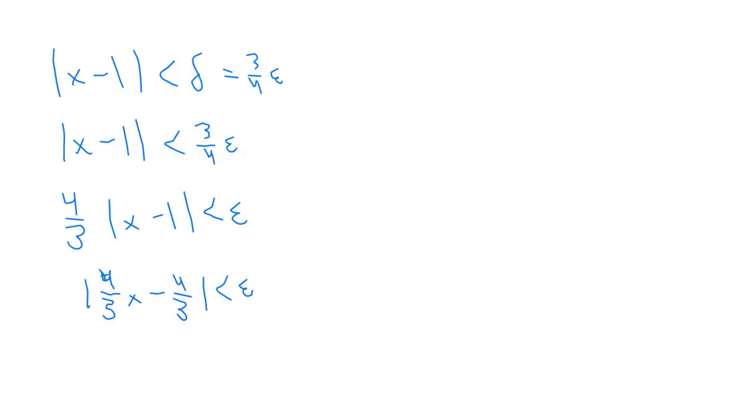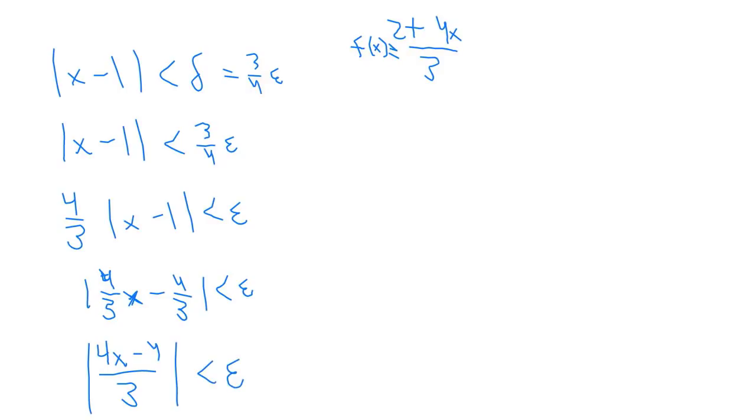And then we would put this into the fraction form, because the original equation was f of x equals 2 plus 4x over 3. So we want it in a fraction form. So we would get 4x minus 4 over 3. Now this is almost there. What we need to do is we want a 2 here.